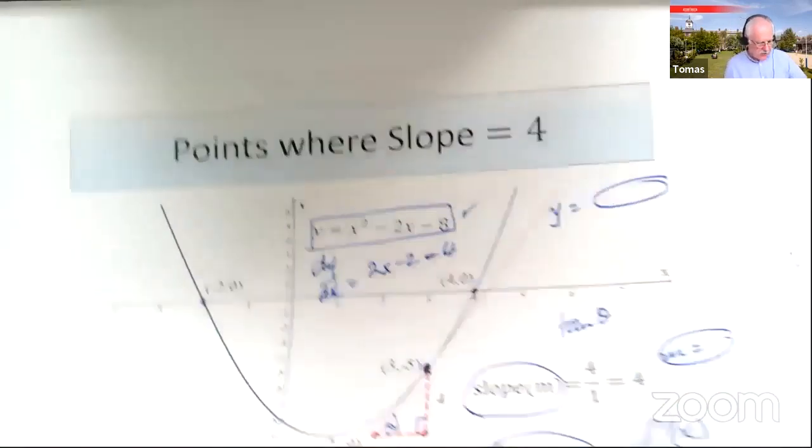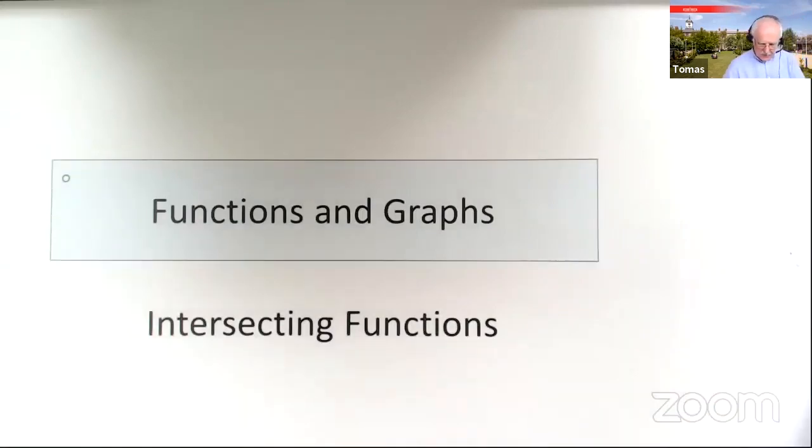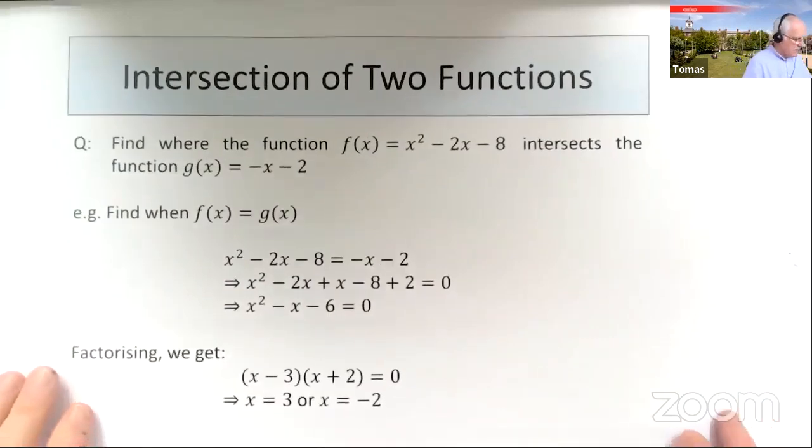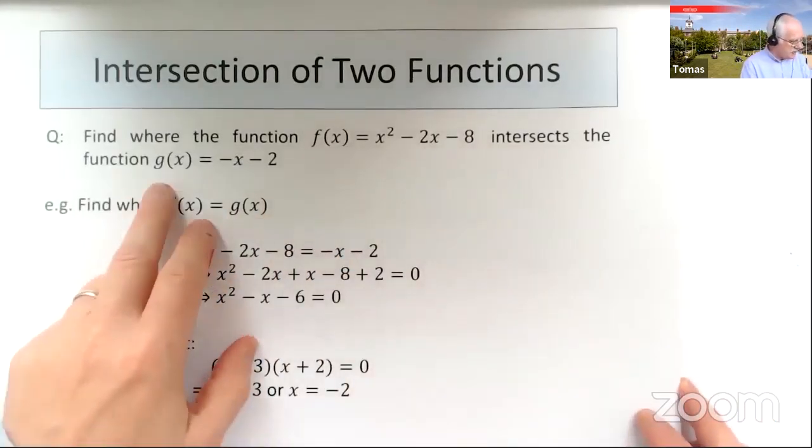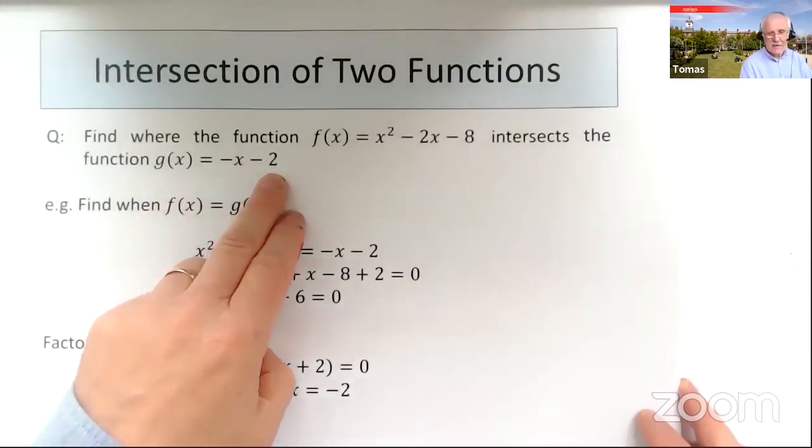So we now move on to another topic. We're getting close towards the end, and we'll go with intersecting functions. Intersecting functions now is where it gets a little bit interesting. And they say, find where the function, the same one we've always had, intersects the function g(x) is minus x minus 2.